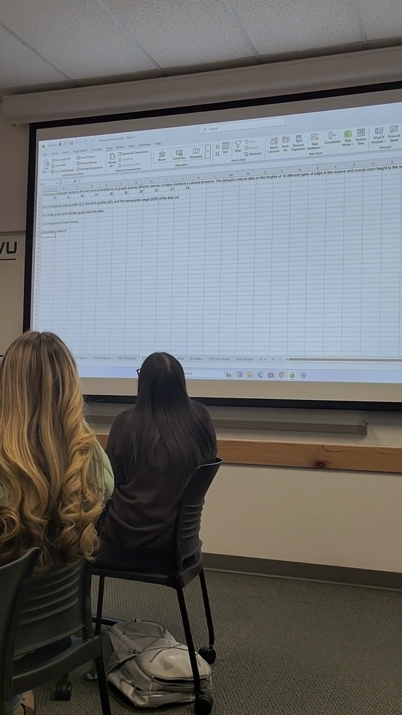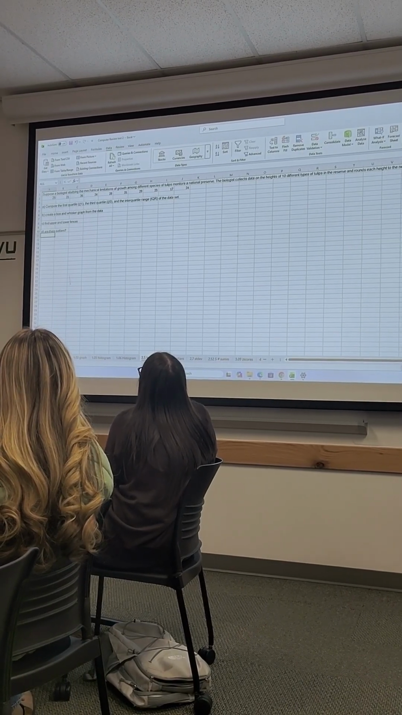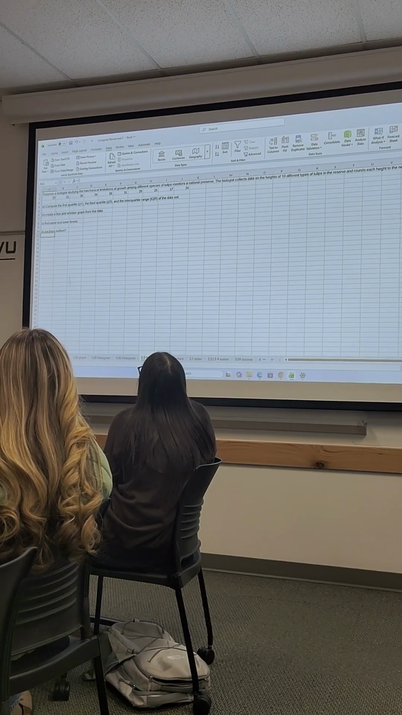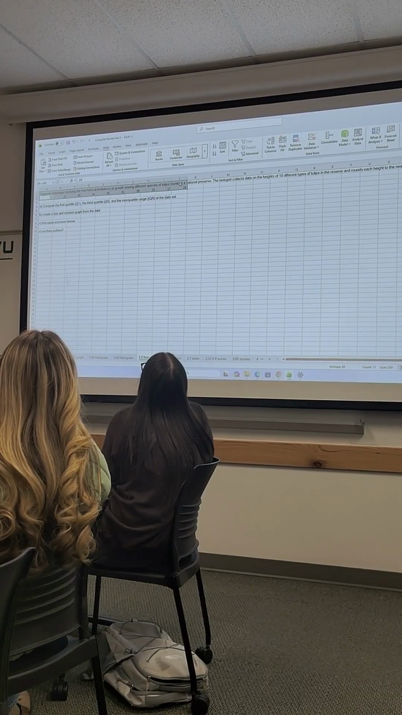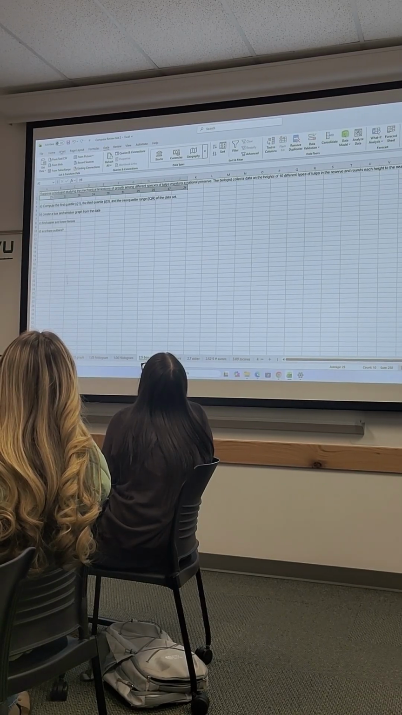Box and whisker. Remember how to make a box and whisker? No. Haley's got a big no. Okay? This one's interesting because it's in row. You're going to highlight your data. You're going to go to insert.